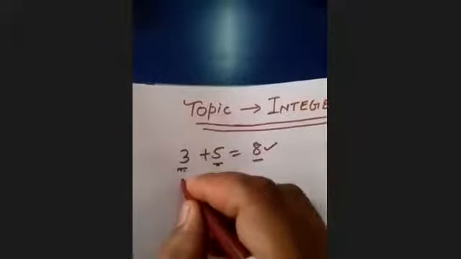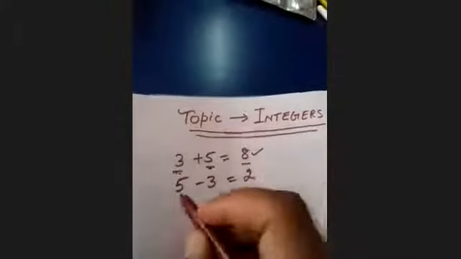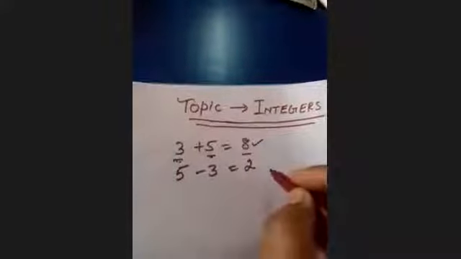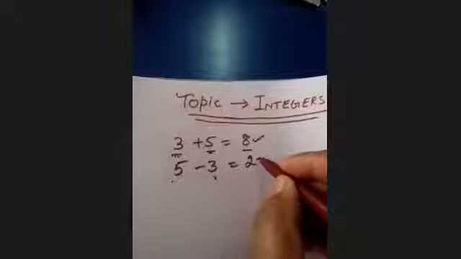The same is true when we subtract two whole numbers. 5 minus 3, the result is 2. Once again, the result is a whole number. 5 and 3 are both whole numbers, and 2 is also a whole number.